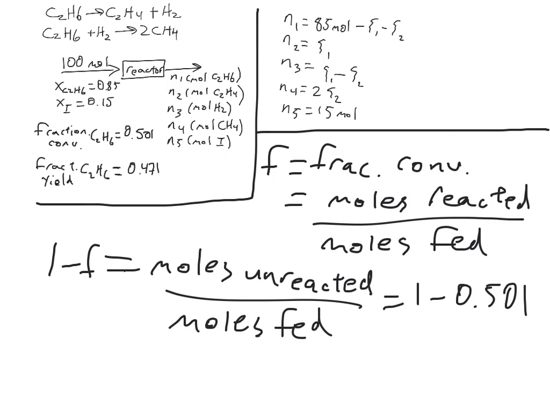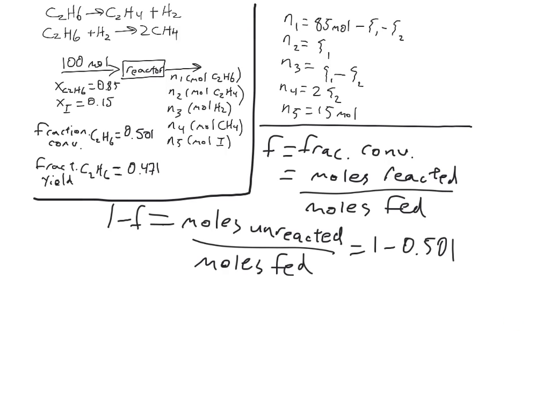The fractional unconversion, or the fraction of unconverted material, is 1 minus F, and it's equal to the number of moles unreacted over moles fed. Or in other words, this is equal to the number of moles leaving the reactor as unreacted species, divided by the moles fed, and that's equal to 1 minus 0.501, where F is the fractional conversion.